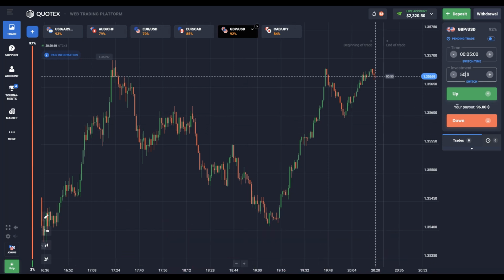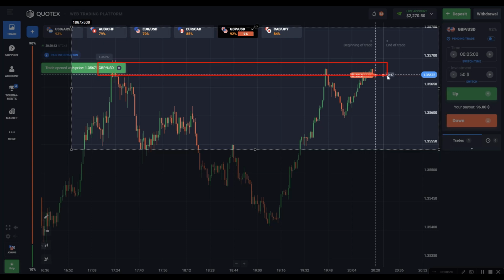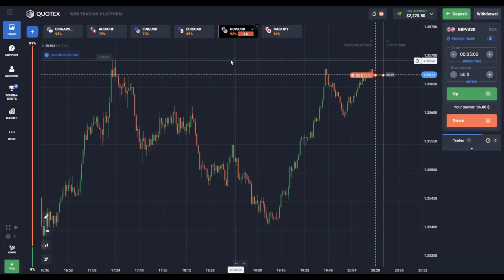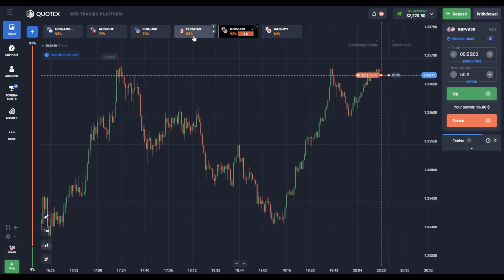British pound, US dollar, a trade to go down. We have a local maximum. There is a high probability that the price won't break through. We have this resistance level right here and this one as well.